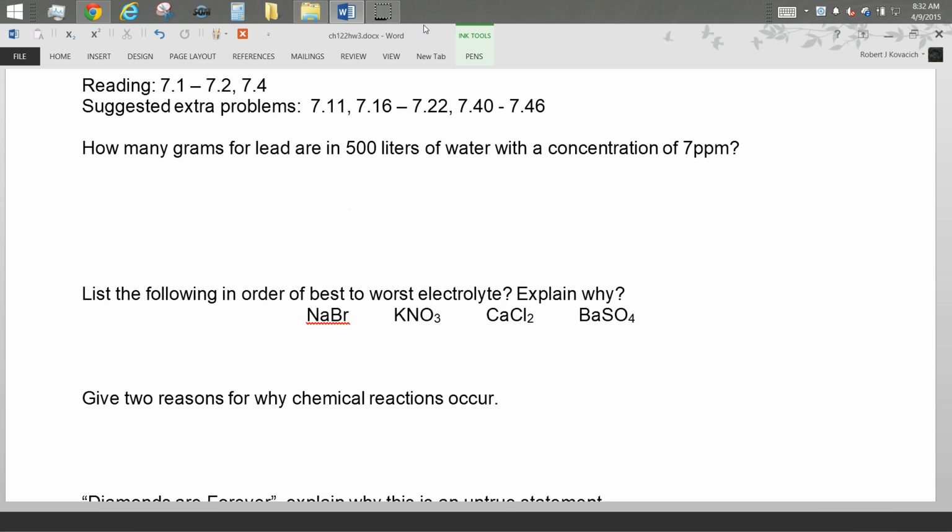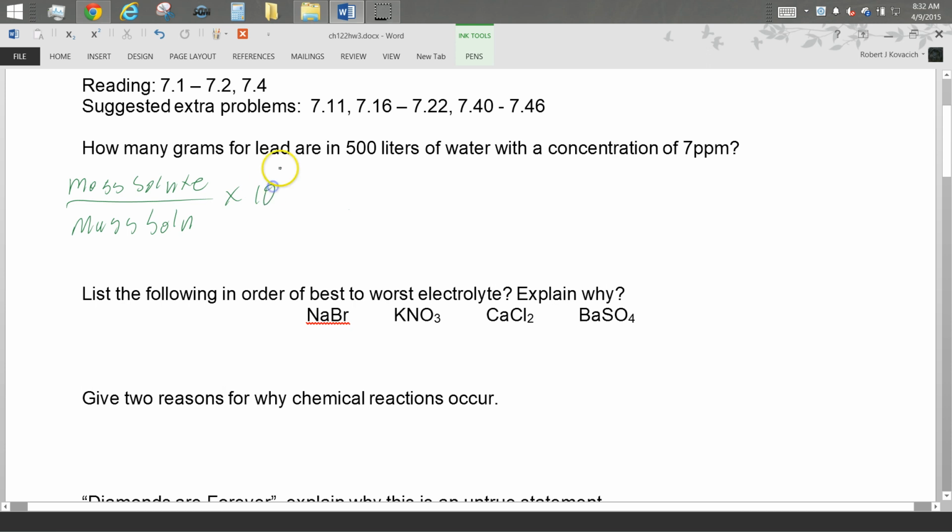So what we need is we've got a mass of solute, and we need a mass of solution, and we're going to multiply this by a million, and then the number here works out to be 7 parts per million. So what are we looking for in this problem? Grams of the solute, correct? Okay, so do we have the mass of the solution number? No, but we kind of do. How do we kind of have it?